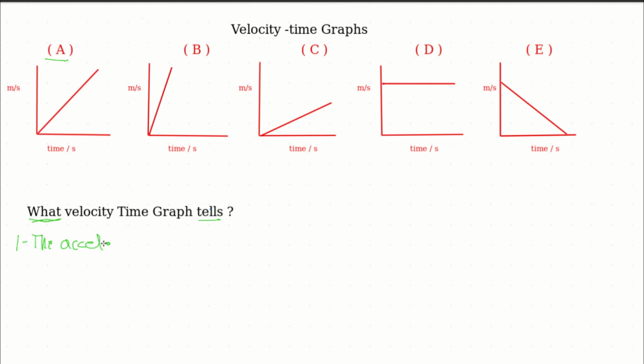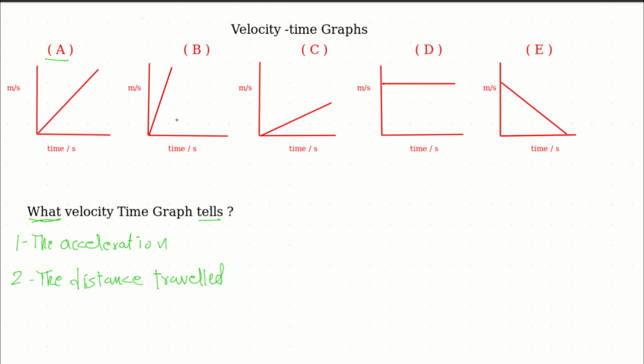The second thing is, as long as we have velocity and time, we can calculate the displacement or the distance traveled. So the second thing that a velocity time graph shows is the distance traveled by the object, or the displacement.